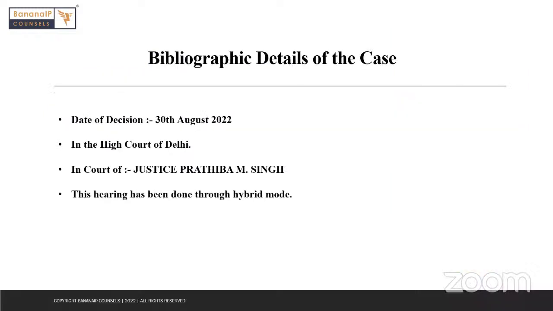The date of decision for this case was 30th of August 2022 in the Court of Justice Pratibha M. Singh, Delhi High Court, and the hearing has been done through hybrid mode.